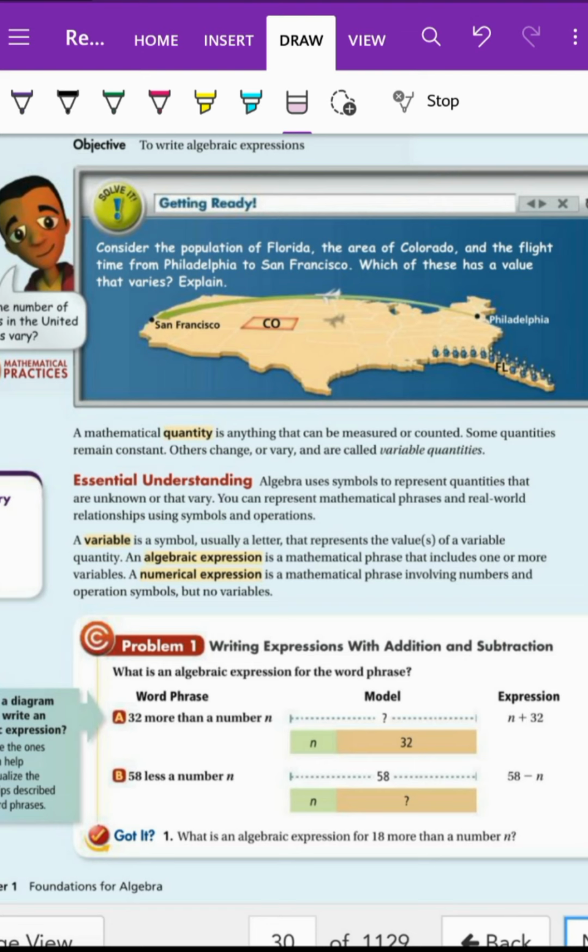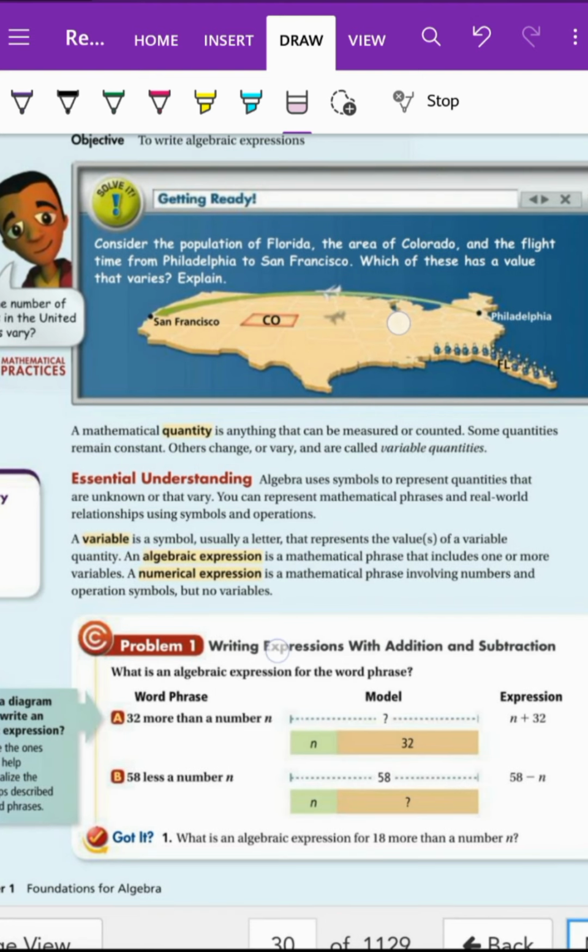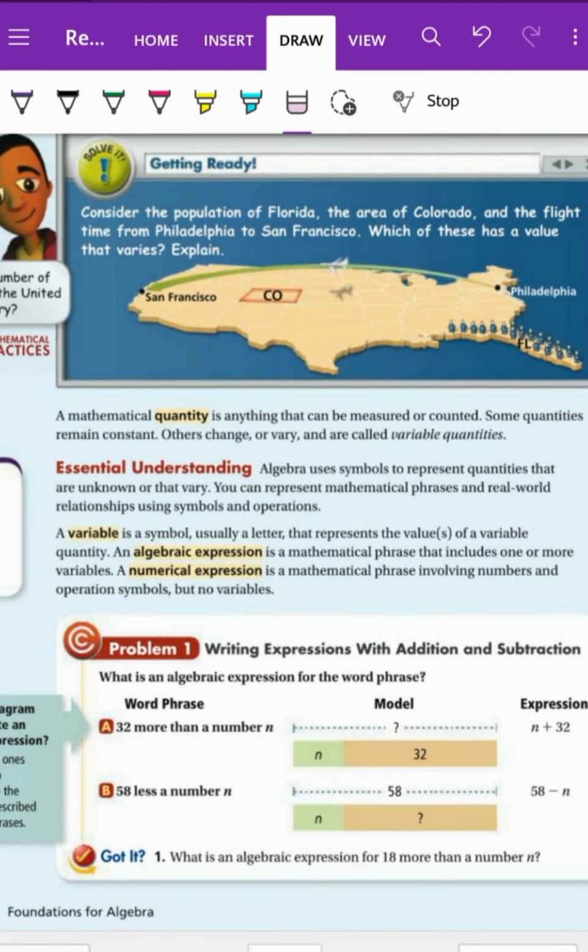Can you give me an example of a variable quantity? The number of animals. Yes, the number of animals. Population of living things, for example. Or the flight time between two cities. Yes, it is a variable quantity. Good. This is about the quantity.